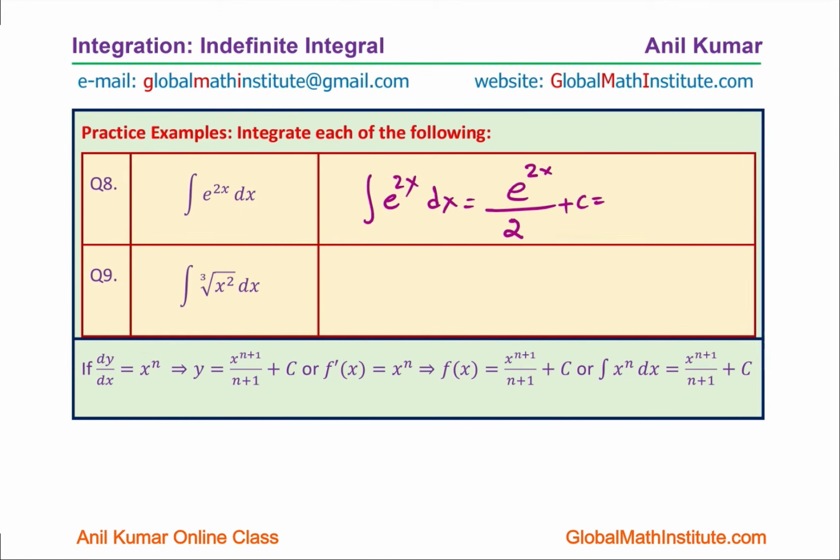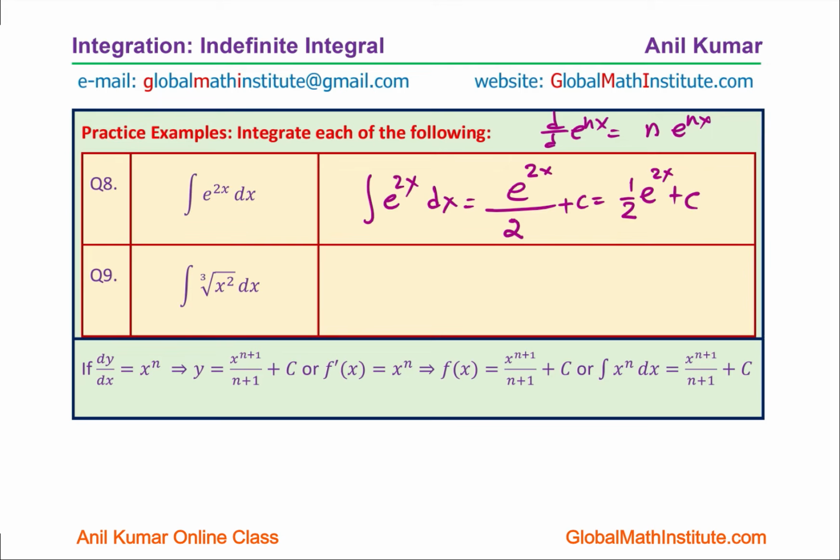Plus c. So we could write this as half e to the power of 2x plus c, right? You remember the derivative of e to the power of x. Let me write x for now. We can use the power rule to get that, right? Let's write down e to the power of nx, the general term. The derivative will be n times e to the power of nx, because the derivative of the exponential function is exactly the same.